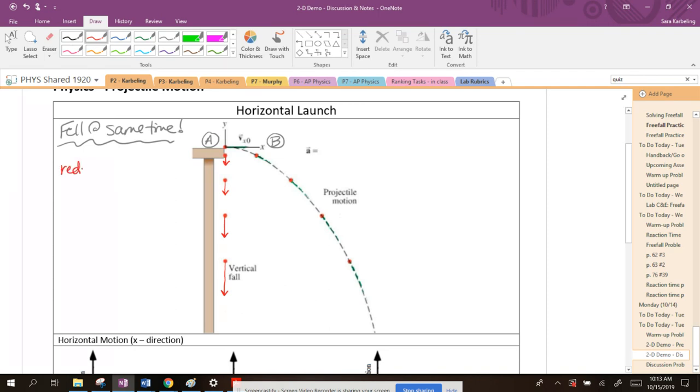Those arrows, I'm going to write red arrows, or I could use a fancy word. Does anybody know the fancy word that starts with a V that represents both magnitude and direction? Vector, right? Yeah. Red arrows or vectors represent the velocity in the Y direction. Okay? And that velocity in the Y direction gets more negative as time goes on.